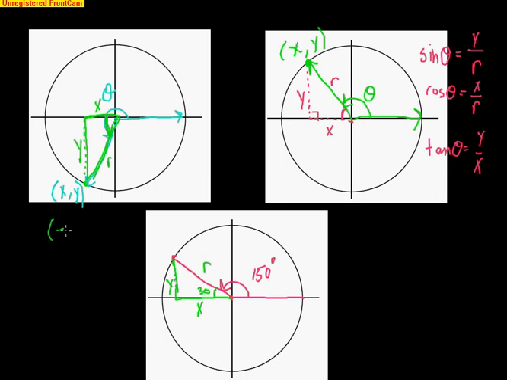Sine would still be y over r, but it would be negative because y's are negative in quadrant 3. Cosine would still be x over r, but negative because x's are negative in that quadrant. Tangent would actually be positive because tangent is y divided by x, and two negatives make a positive. So hopefully that makes sense. This general rule, sine of theta is y over r, cosine of theta is x over r, tangent of theta is y over x, always works as long as you consider what quadrant you're in, and x's and y's being positive or negative.